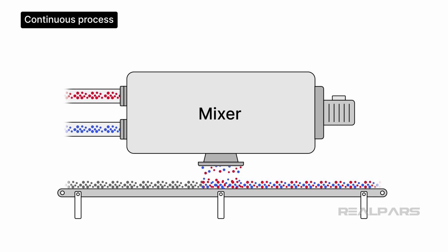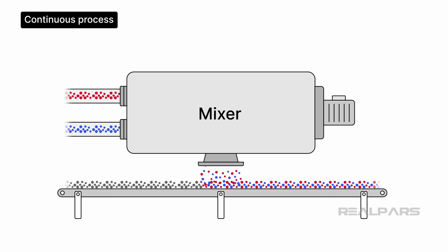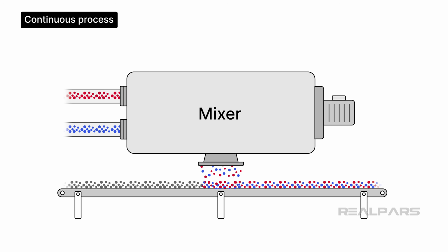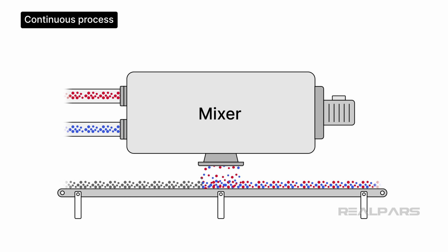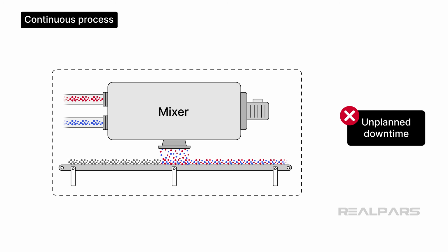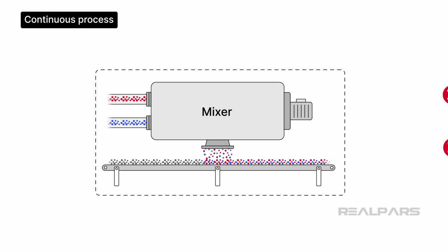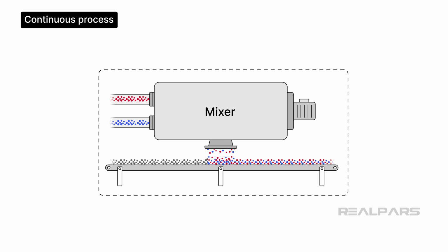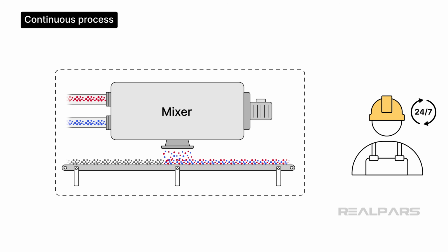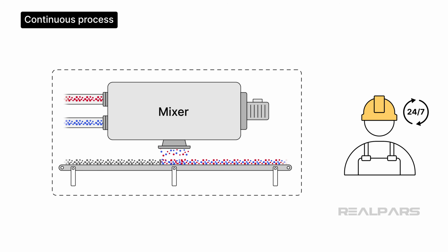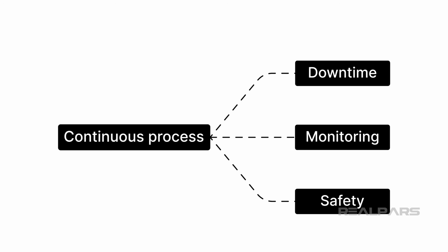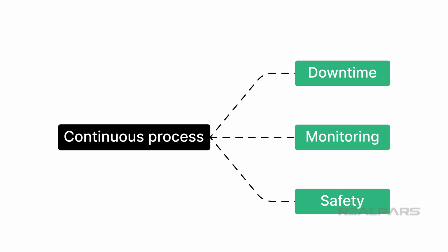When controlling a continuous process, the goal is to run the process with as few breaks as possible. Systems are designed to avoid unplanned downtime, and planned downtime for maintenance, upgrades, and repairs may be more than a year away. To support equipment and processes that are running continuously, staff work in rotating 24/7 shifts. Some of the main concerns when it comes to controlling continuous processes are downtime, monitoring, and safety.